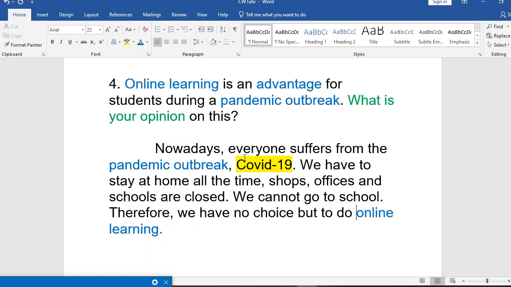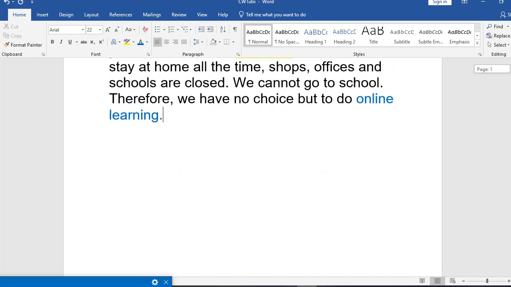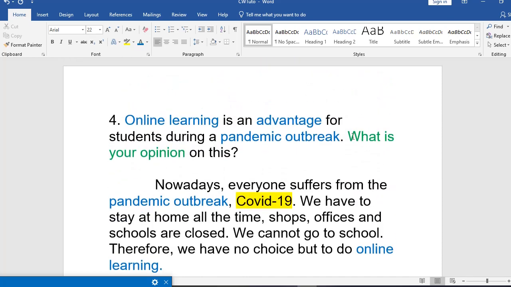So, this is your first paragraph. Nowadays, everyone suffers from the pandemic outbreak, COVID-19. Okay, so the example or the name of the pandemic outbreak is COVID-19. So, you have used this already. Okay, done. Then, what is your opinion on this? So, everyone suffers. So, that is your opinion. That is what you are facing. You suffer, I suffer, everyone suffers. We have to stay at home all the time. Shops, offices, and schools are closed. So, this is your E3, the example. Another E3, we cannot go to school. Therefore, we have no choice but to do online learning. Okay, done with the first paragraph. Now, let's go to the second paragraph. Okay, maybe you want to elaborate more on what is your opinion on this.